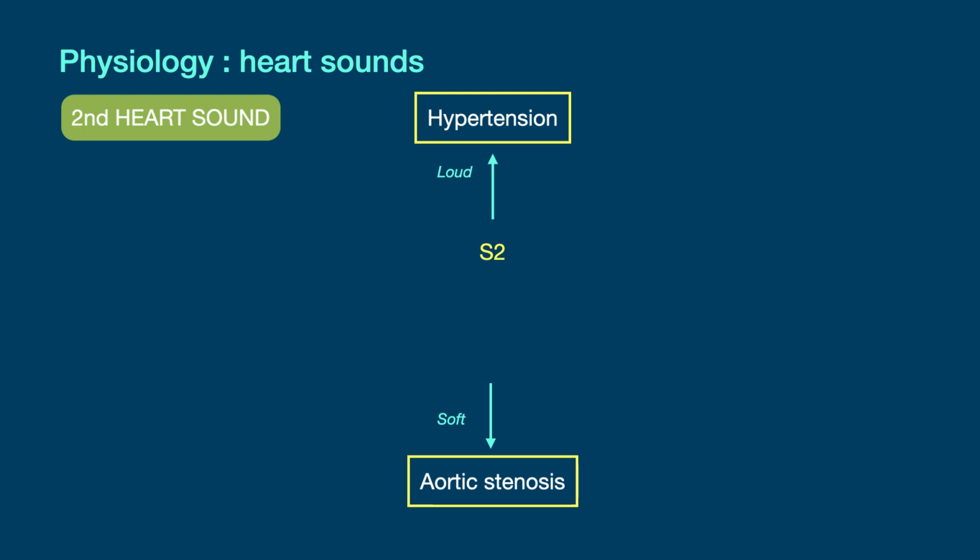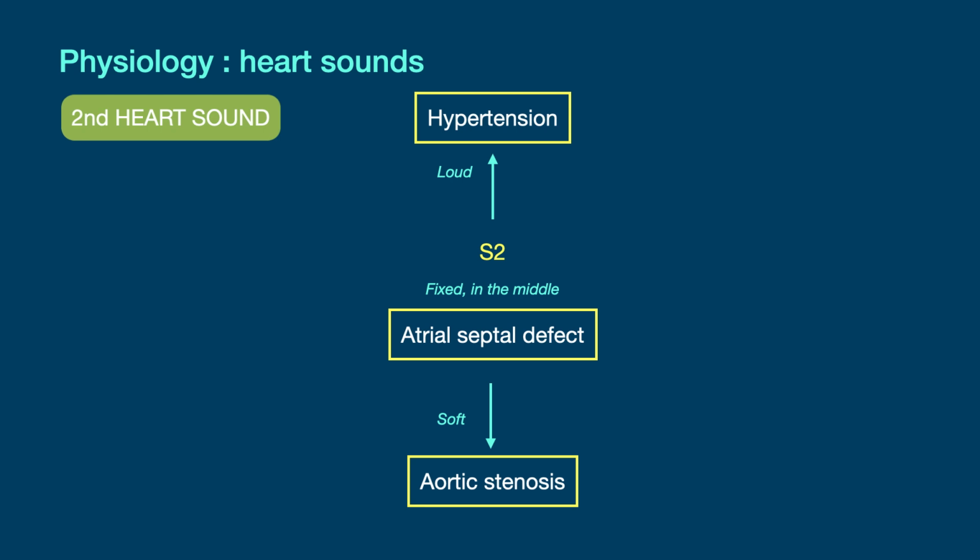Second heart sound. It consists of the closure of the aortic valve followed by the closure of the pulmonary valve. Causes of a loud S2 are hypertension, hyperdynamic states, and atrial septal defect without pulmonary hypertension. Causes of a soft S2 is aortic stenosis. A fixed split second heart sound is seen in atrial septal defect.